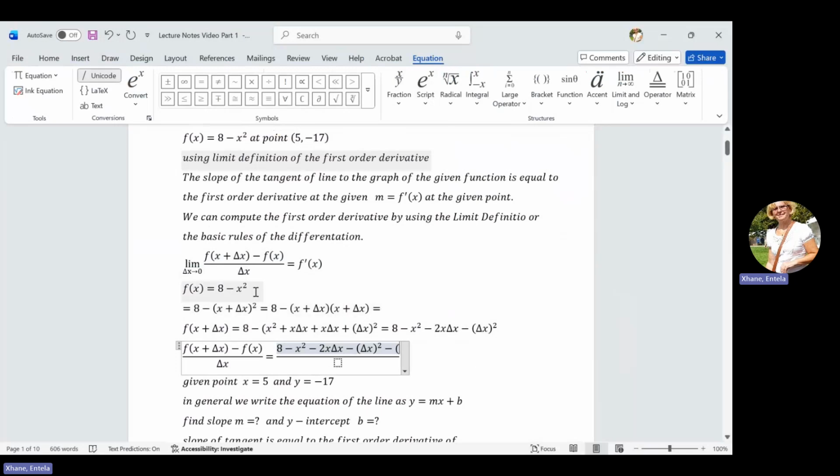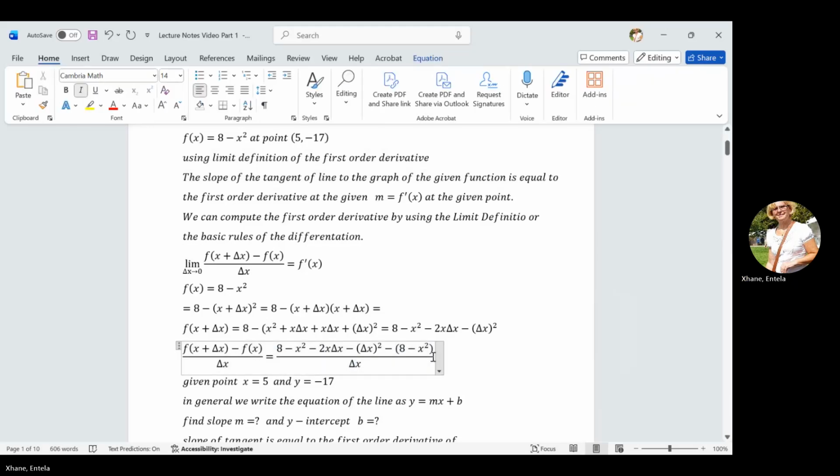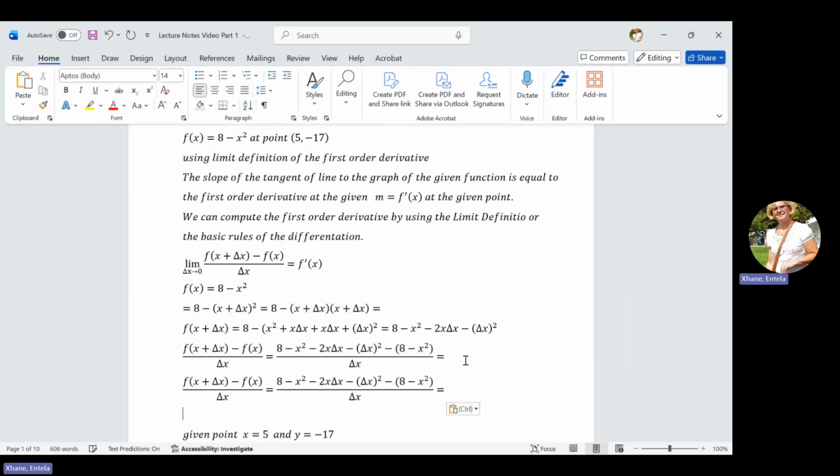Be very careful. Notice that I use parentheses again. Why am I using them? Because I'm concerned about messing up the distribution of the negative sign. So that's why I use parentheses all the time. And then in the denominator, of course, I have delta x. Okay, so now I'm going to go ahead and simplify and see what the outcome is going to be.